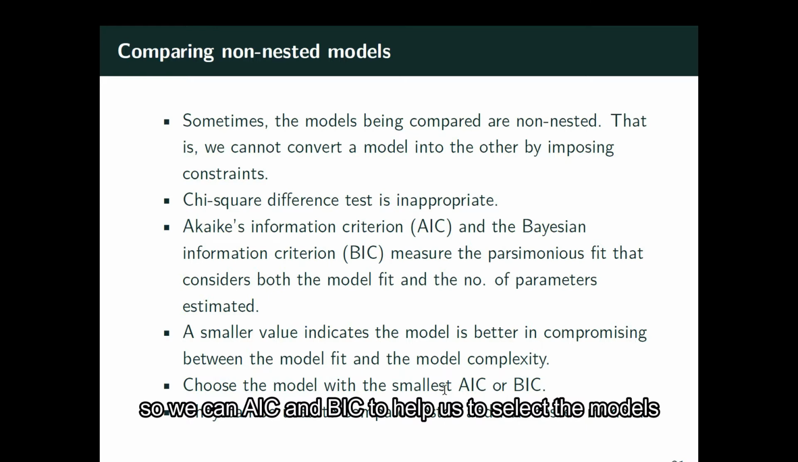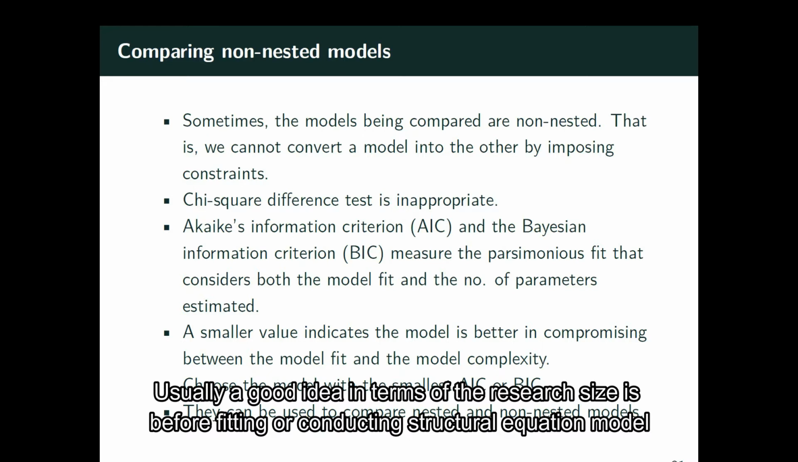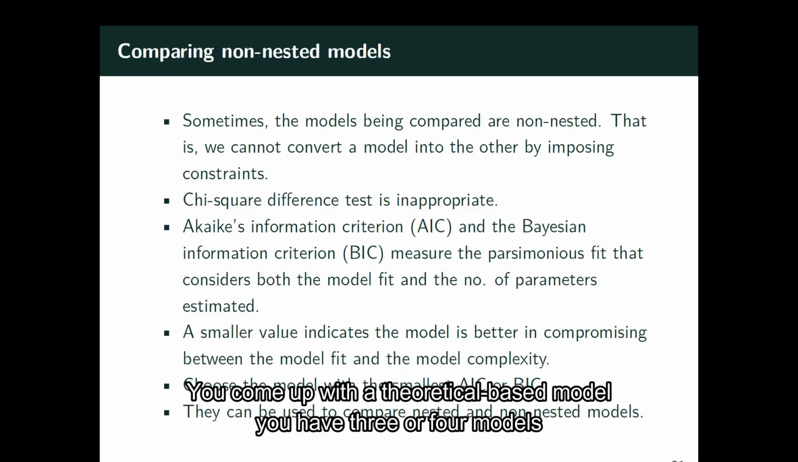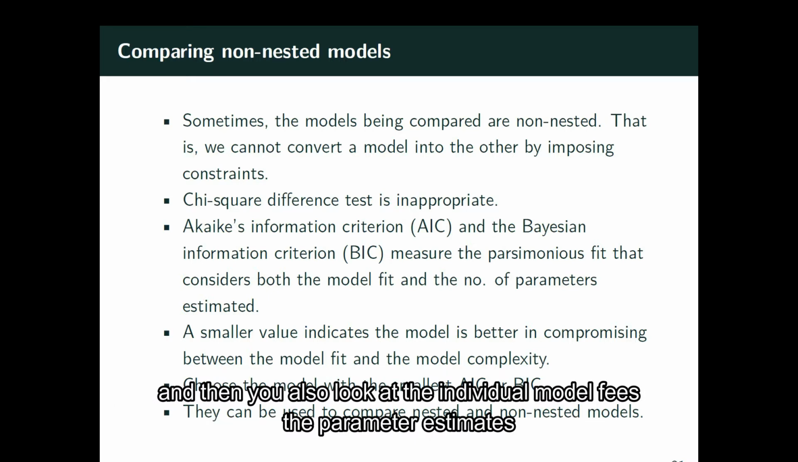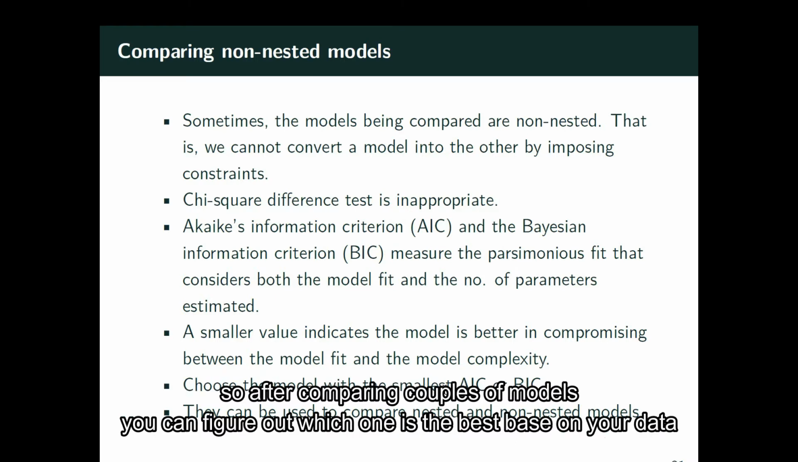So usually a good idea in terms of the research design is, before fitting or conducting structural regression models, you come up with a few theoretically based models. You have 3 or 4 models. And then after fitting the models, you use some indices like AIC, BIC to select which model is the best. And then you also look at the individual model fits and the parameter estimates. So after comparing a couple of models, you can figure out which one is the best based on your data.